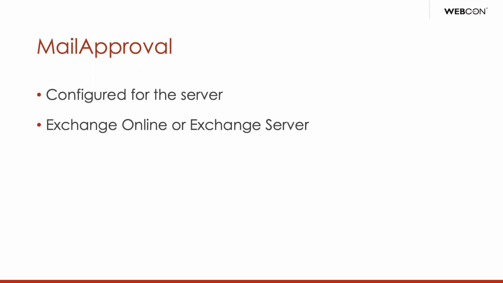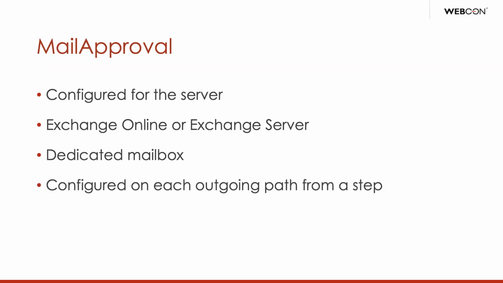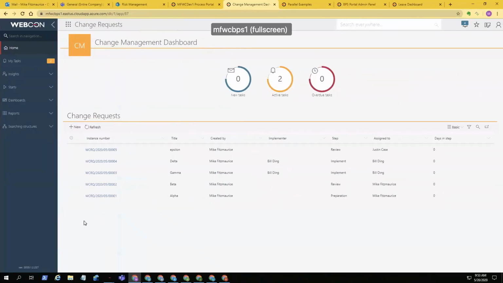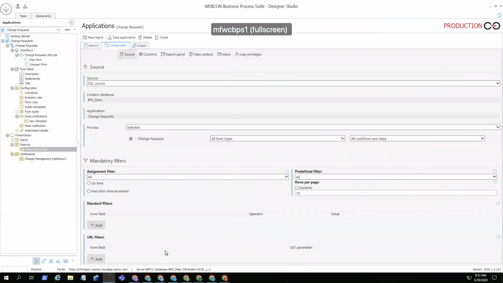But to receive and process email, we will monitor an Exchange mailbox. This could be in the cloud and Exchange Online. This could be on premises and Exchange server. You dedicate a mailbox to WEBCON BPS. The replies go there. And then for each outgoing path from a step, you indicate how it's meant to work. You'll see it show up as HTML buttons, and the buttons will have mail to links built in. Let's just go ahead and configure the workflow we've been working on accordingly.